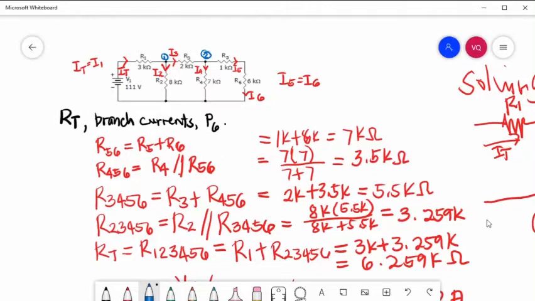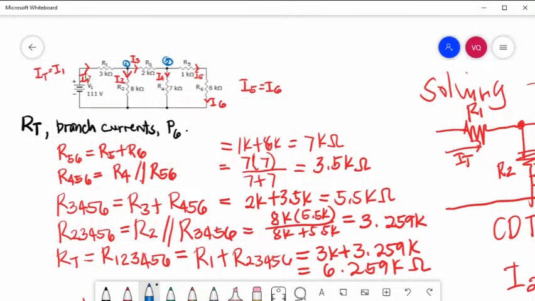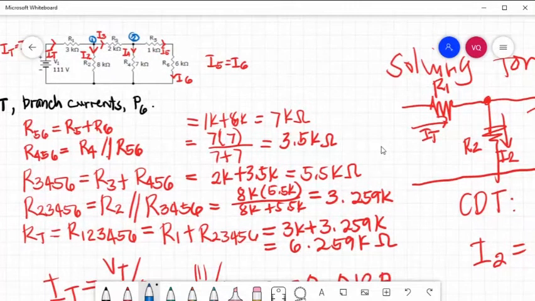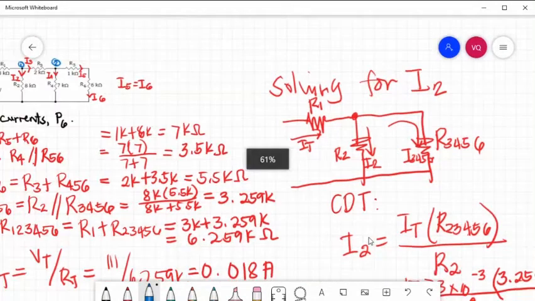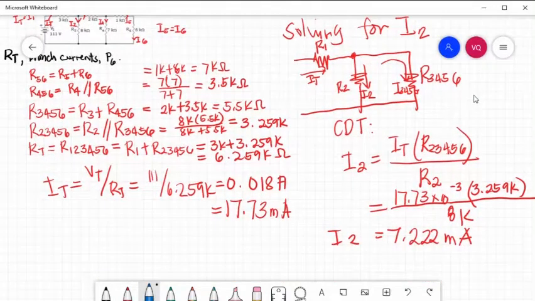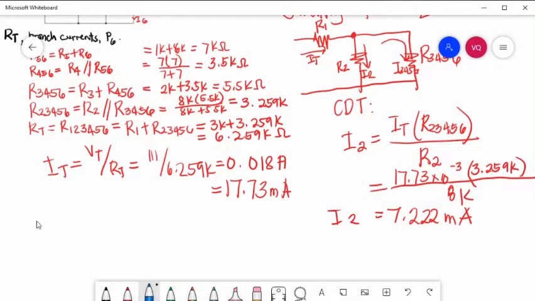So, using KCL, current entering is equal to current leaving. So, current entering at this node is IT. Current leaving are I2 and I3. So, using KCL at node 1, IT is equal to I2 plus I3.